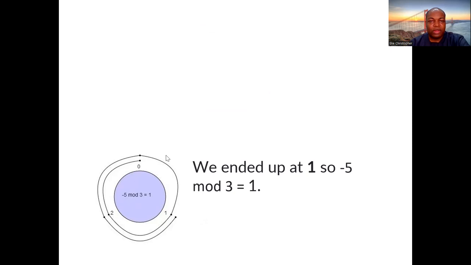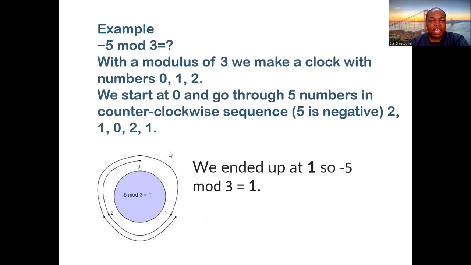So here we have another example having a negative value, which is minus 5. We have minus 5 mod 3 equals what? Remember this modulus, this term is 3. So we make 3 numbers starting from 0: 0, 1, 2. We start at 0 and go through 5 numbers.